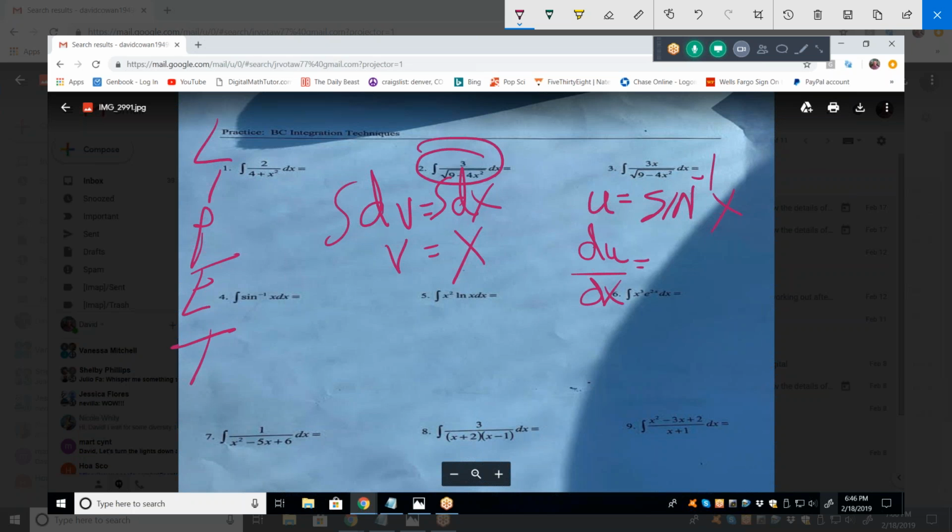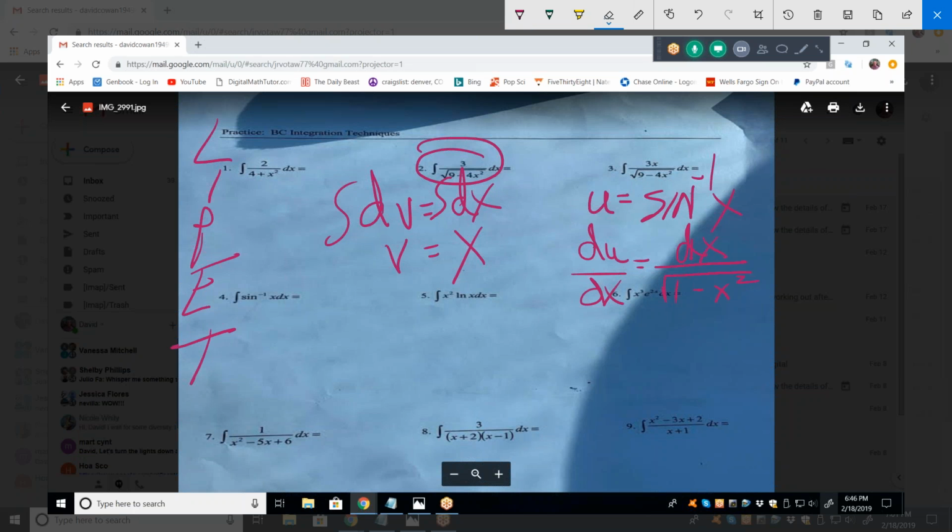Oh, would it be 1 over the square root of 1 minus x squared? Yeah. In other words, if you're just differentiating the inverse sine of x and not something more complicated like x squared or x plus 1 or something like that, then it's always this right here. Okay? So du is that.